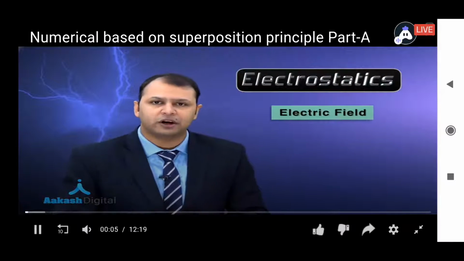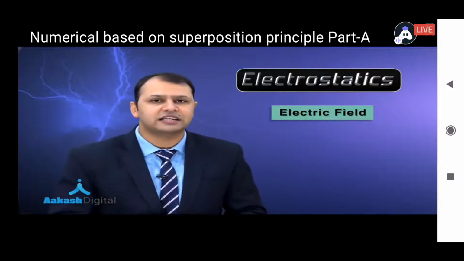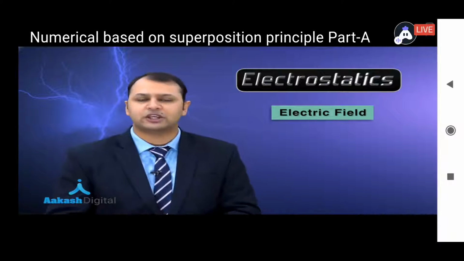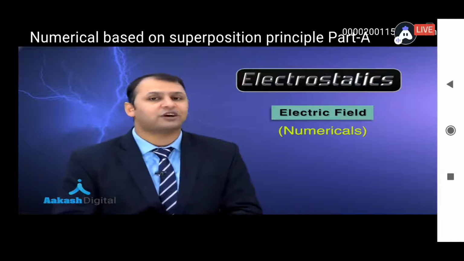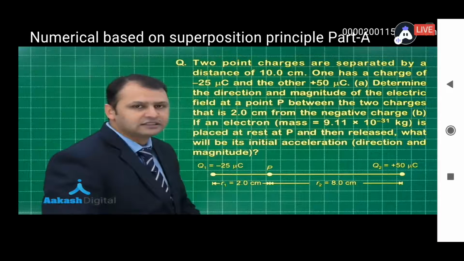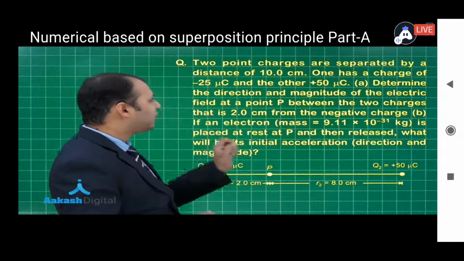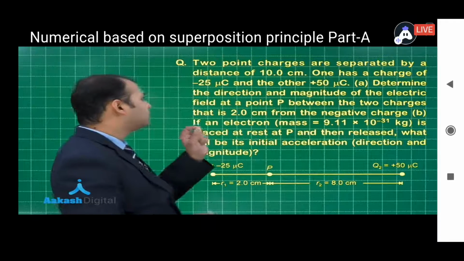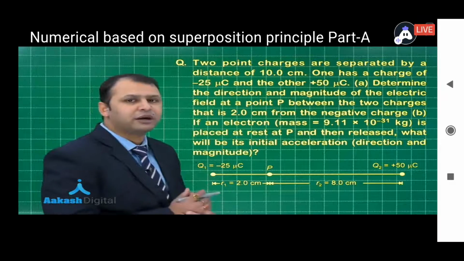So friends, by now we have understood the details of electric field and how we can relate the electric field with the formula of KQ upon R square or F by Q. Now let's take some numericals so that we can apply what we have learned here. Starting from the first question, the question says there are 2 point charges which are separated by a distance of 10 centimeter. One has a charge of minus 25 microcoulomb and the other has a charge of plus 50 microcoulomb.